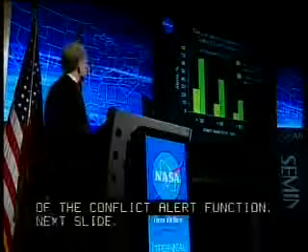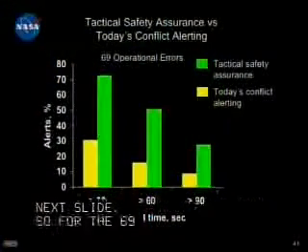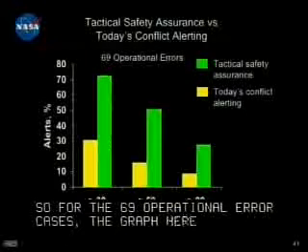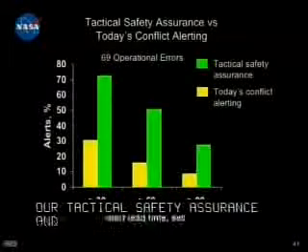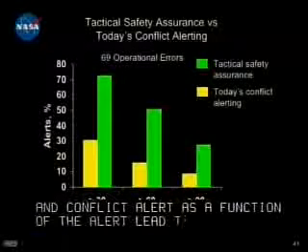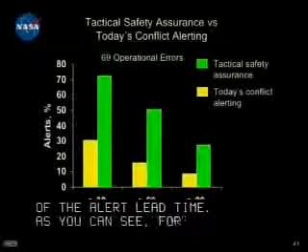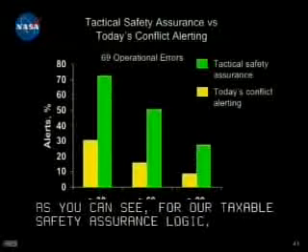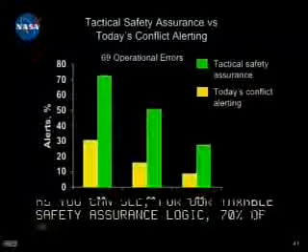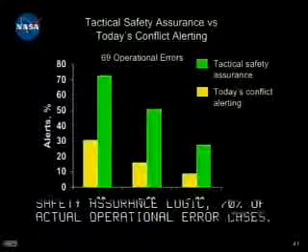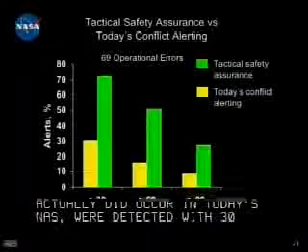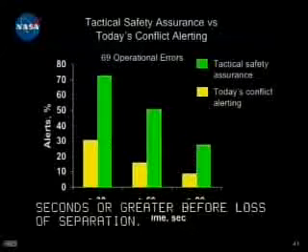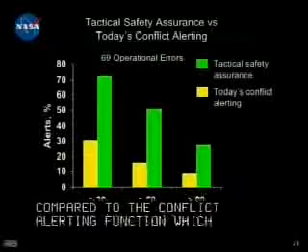For the 69 operational error cases, the graph here shows the percentage of alerts for both our tactical safety assurance and conflict alert as a function of the alert lead time. As you can see, for our tactical safety assurance logic, 70% of actual operational error cases, cases that actually did occur in today's NAS, were detected with 30 seconds or greater before loss of separation, compared to the conflict alerting function, which caught about 30% of them.